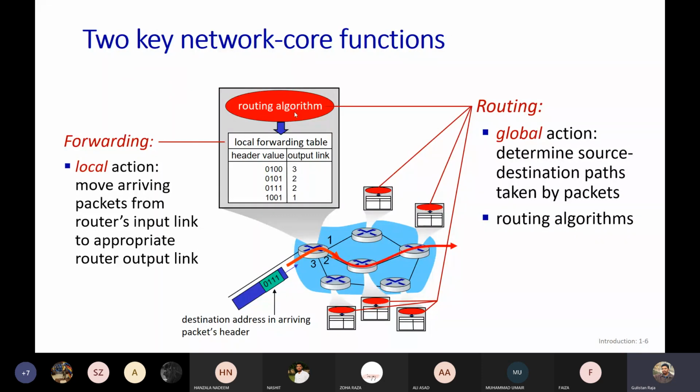We'll study more details in chapter 4, but this is a global action, right? Global action is known as routing, and it is done with the help of routing algorithms. And what is a global action? Determine the source to destination paths taken by packets. It will determine them, and then it will populate the forwarding tables, and these forwarding tables will be used for local action. Local action means moving the arriving packet from the router's input link to the appropriate output link.